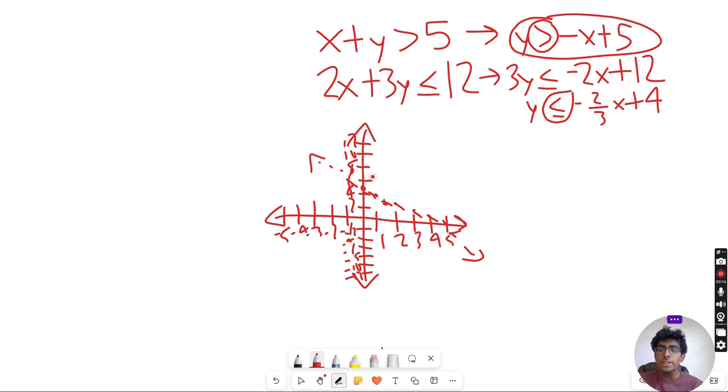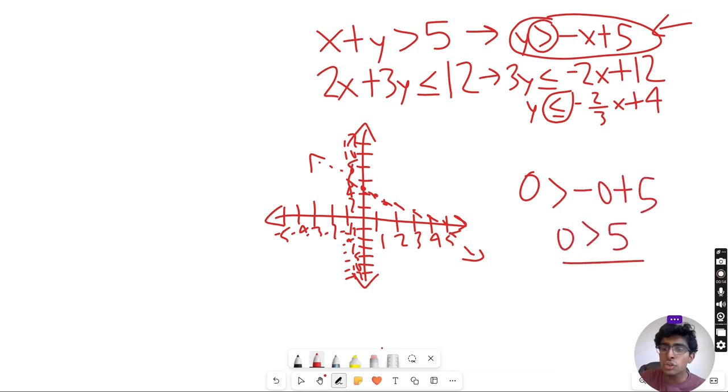So the easiest test point to use is just 0, 0. If we use that for this top inequality here, we have 0 is greater than negative 0 plus 5, or 0 is greater than 5. Is this a true statement? No, it is not. 0 is not greater than 5. So I know that anything including 0, 0, so all this area down here, cannot be where the solution is. It has to be up here. So that's where we're going to be looking for solutions after we plot our second line.